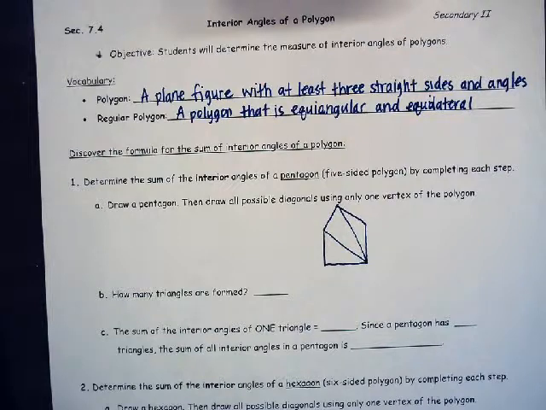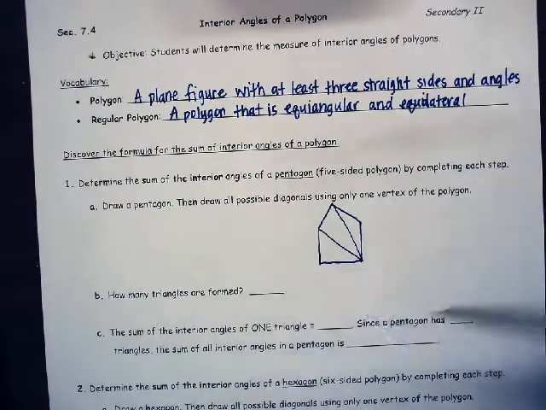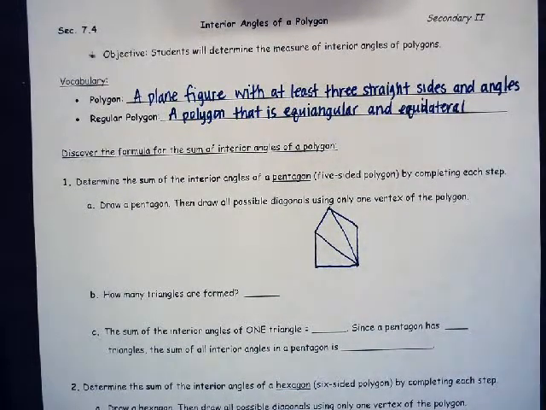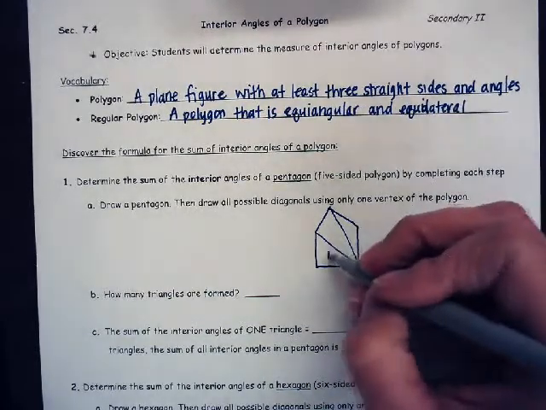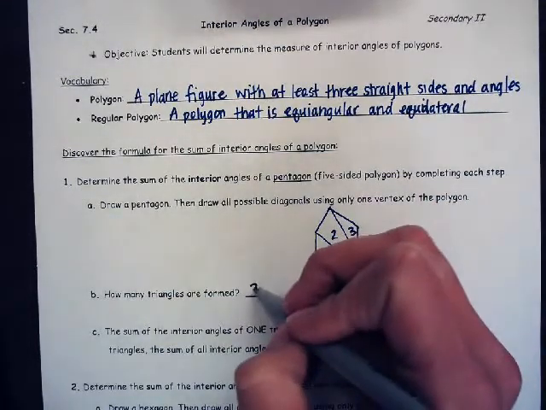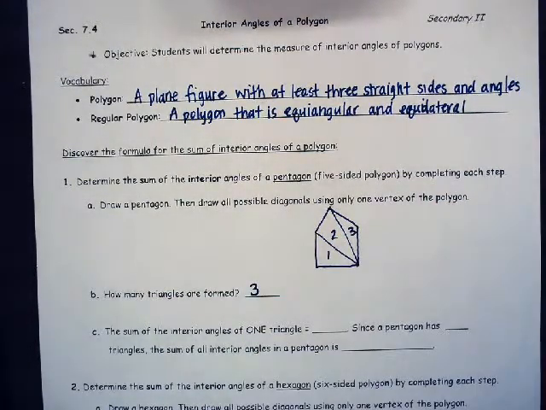Are there any other diagonals that I can draw? If I drew here, I already have a line going there. If I draw here, I already have a line going there. So those are all the diagonals. How many triangles are formed? Well, we can count. 1, 2, 3 triangles are formed. So I'm going to put 3 right there.